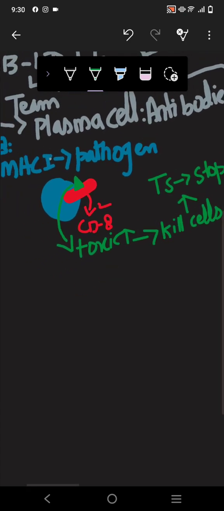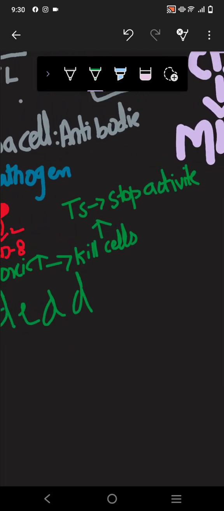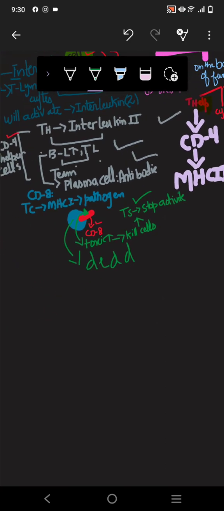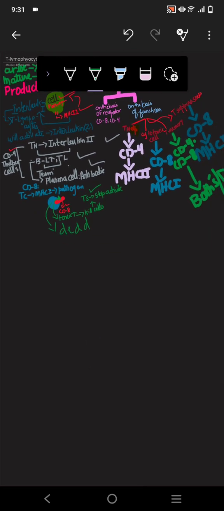Because when the cell is dead, the cytotoxic cell is still releasing its toxic substance, which will be harmful. There is no need for the toxic substance now, as the cell has died. So to stop that toxic substance, the T suppressor cells are present to stop the activity of killing. Okay, so this was all about the CD4 receptor and CD8 receptor.